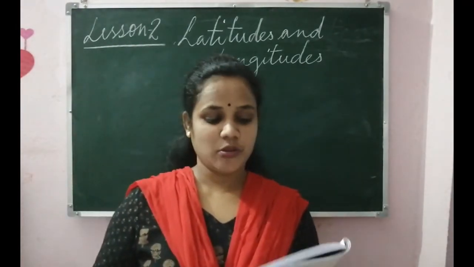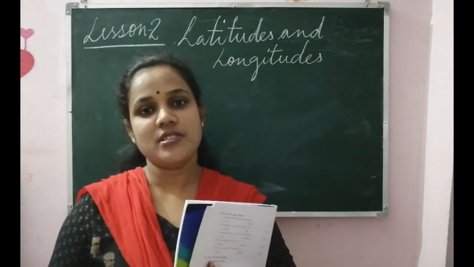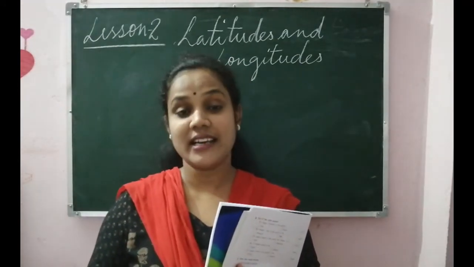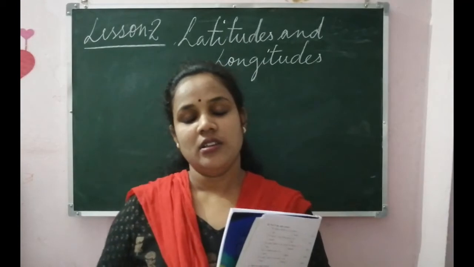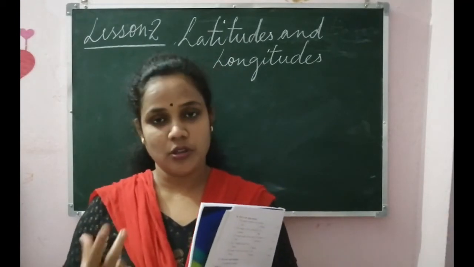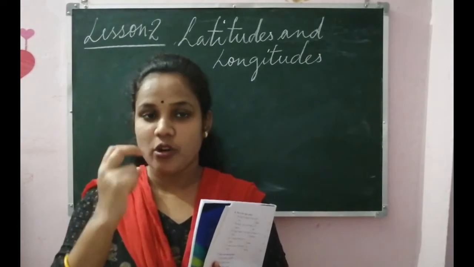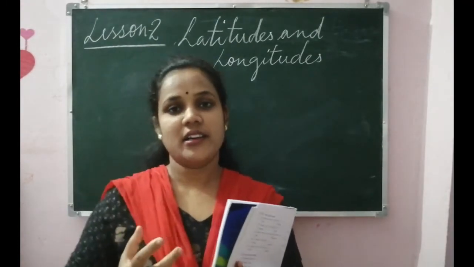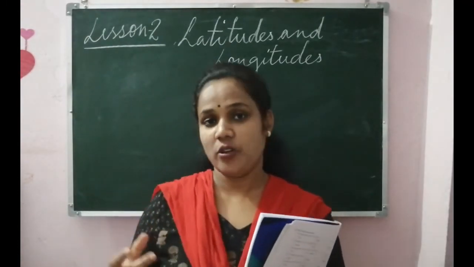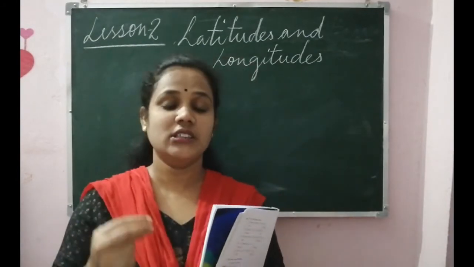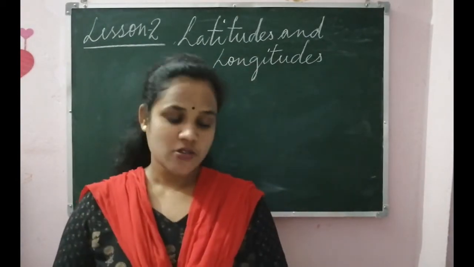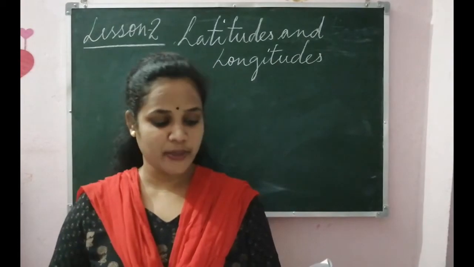In this chapter, we are going to learn about latitudes and longitudes. These are imaginary lines which we see drawn on the globes, and these lines are imaginary, not real. They are there so that we can easily find or locate a place on the earth or on the globe. So let's continue. We'll go to the first paragraph.